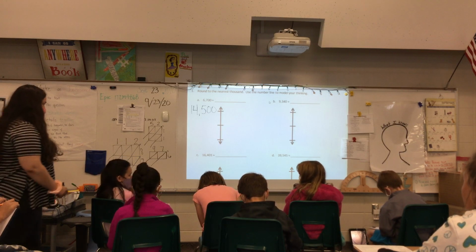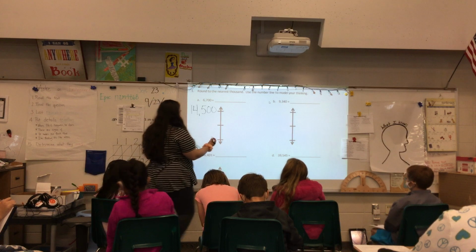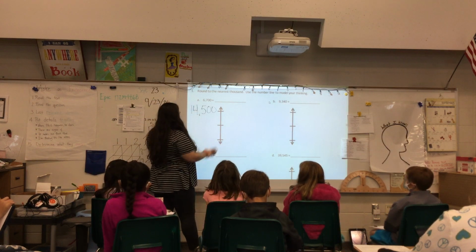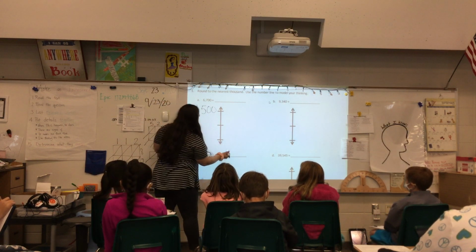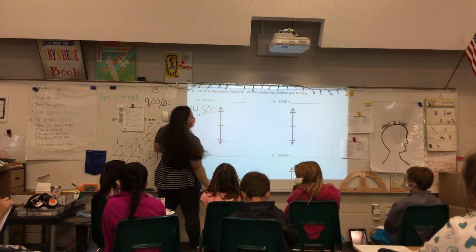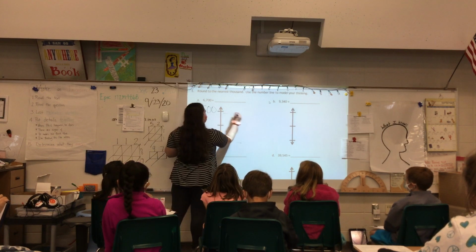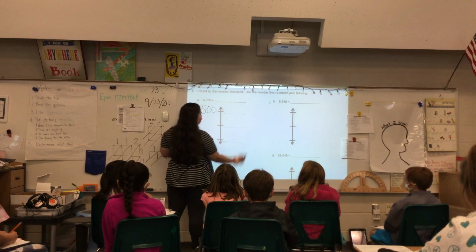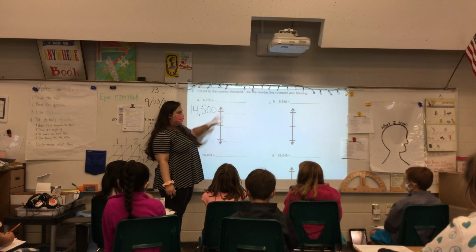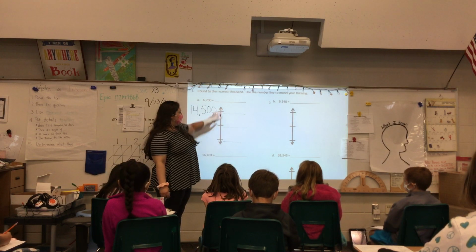So 14,500, do you want them to put that at the bottom, or is that going to the top? Okay, so this is what I want them to round. I want them to find what would go here on their number line, what would go here on their number line, their midpoint, and then circle whether you would round down or round up.